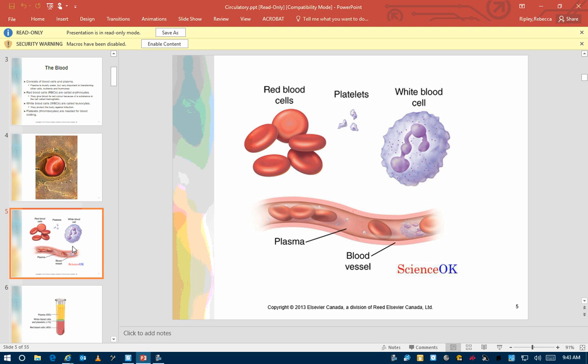So the plasma is the fluid that these cells are suspended in. Yes, all of them are kind of floating in the plasma. Yep. So plasma really doesn't have color. When you see red blood, you're really seeing the parts in the plasma, but the fluid itself is mostly clearish to yellowish.